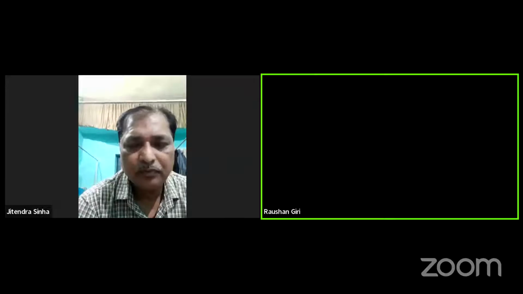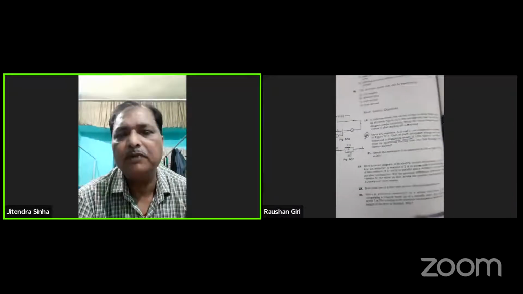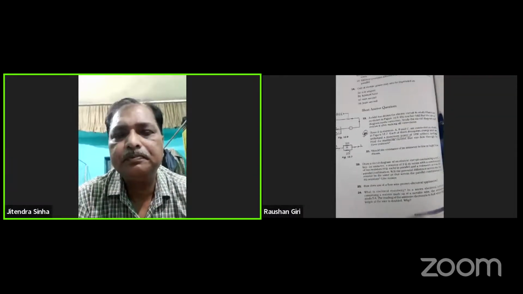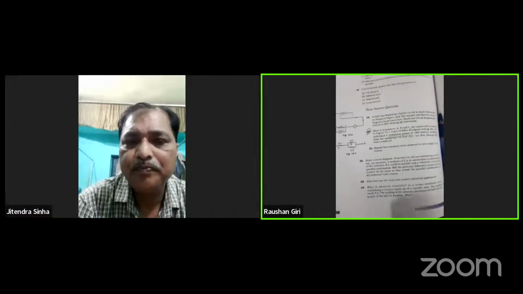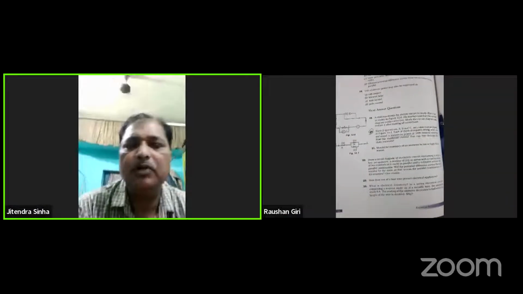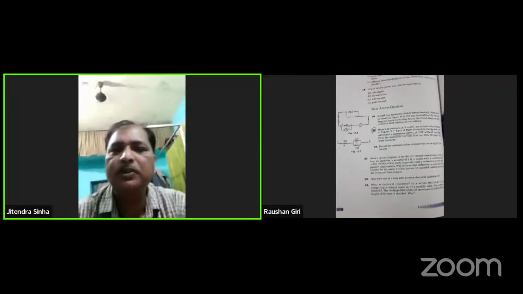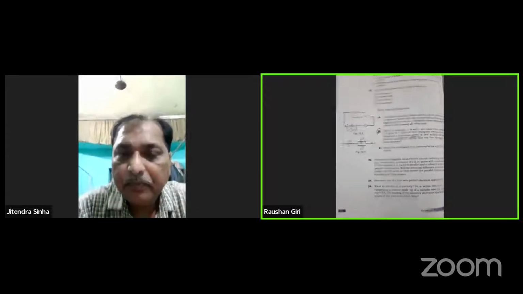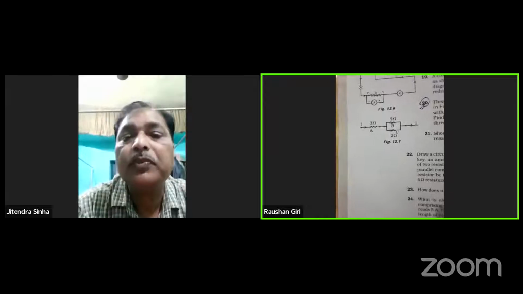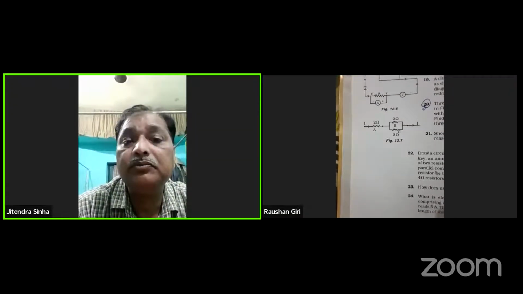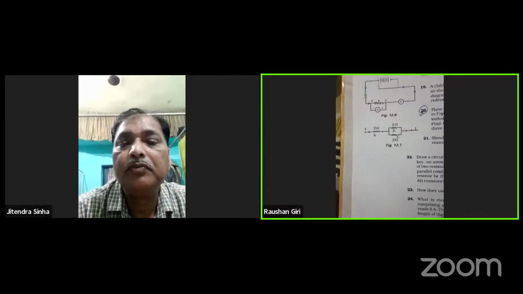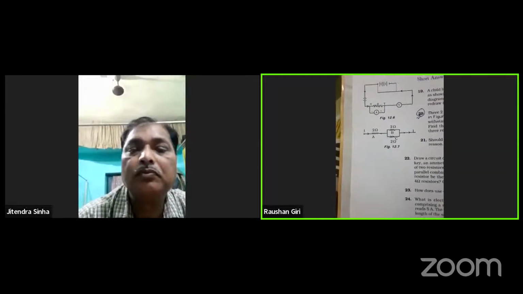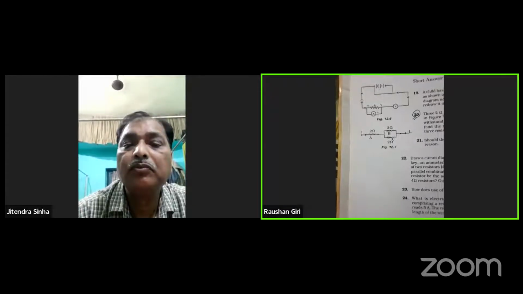Three 2 ohm resistors A, B, C are connected as shown in the figure, question number 20. Each of them dissipates energy and can withstand a maximum power of 18 watts without melting. Find the maximum current that can flow through the 3 resistance.